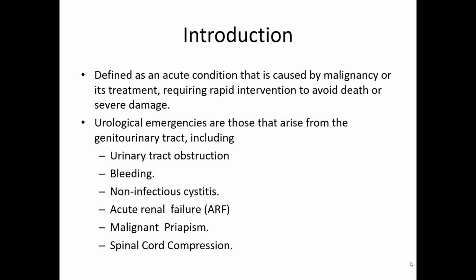And it is defined as an acute condition that's caused by malignancy or its treatment requiring rapid intervention to avoid death or severe damage. Uro-oncological emergencies are those that arise from the genitourinary tract, including obstruction to the urinary tract, bleeding, non-infectious cystitis, acute renal failure or acute renal injury, malignant priapism, which means sustained erections, and spinal cord compression, which is a more serious one, spinal cord compression by malignancy.